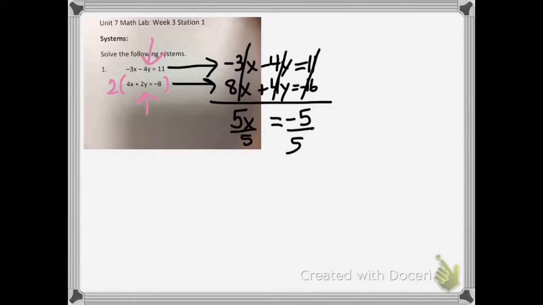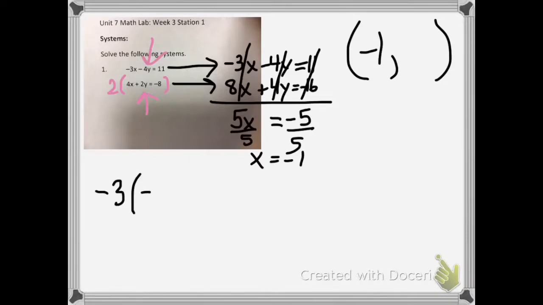Divide. X equals negative 1. However, a system of equations has a solution as a point, so I really only have my x value now. So I'm going to plug this back into one of the original equations. I'm just going to choose that first one. So I've got negative 3 times x, which I now know is negative 1, minus 4y equals 11. Okay, and I got that right here.